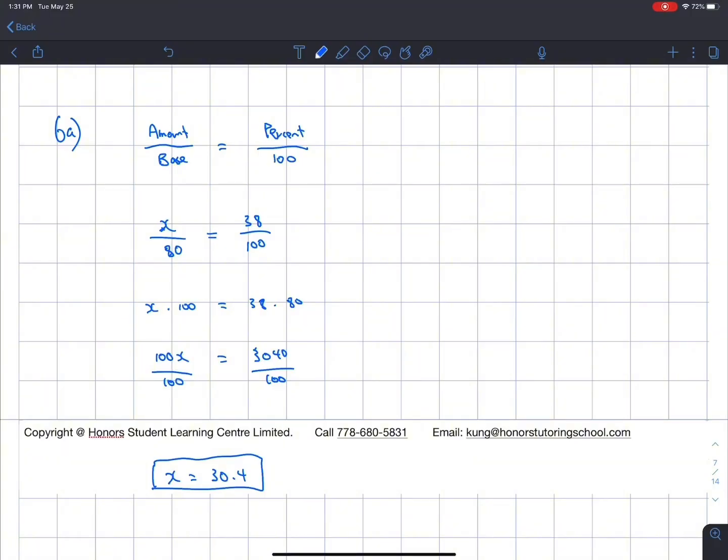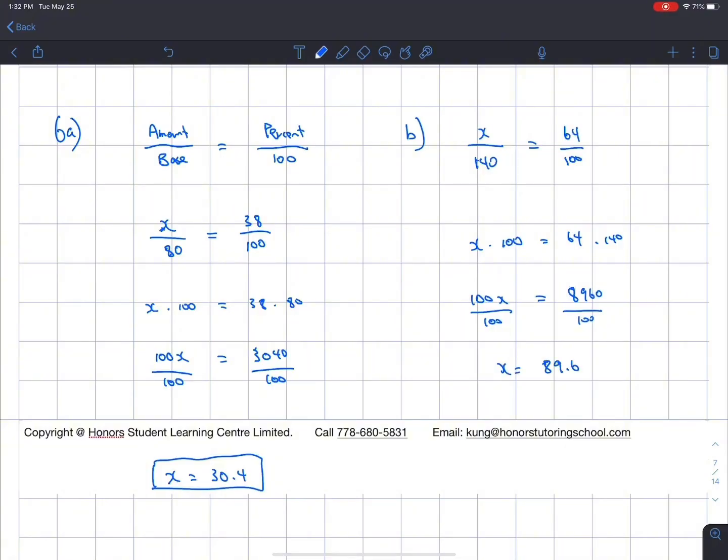Okay, B. What is 64% of 140? So that's the amount, over, what is 64%? So 64 over 100, and 140 is the base. Again, we just cross multiply. x times 100 equals 64 times 140. So 100x equals 8,960. And then we divide both sides by 100 to get x equals 89.6.